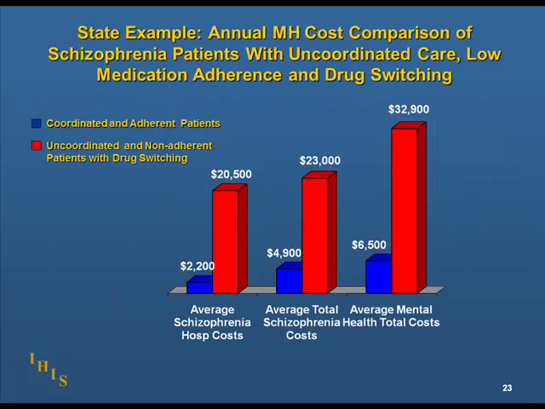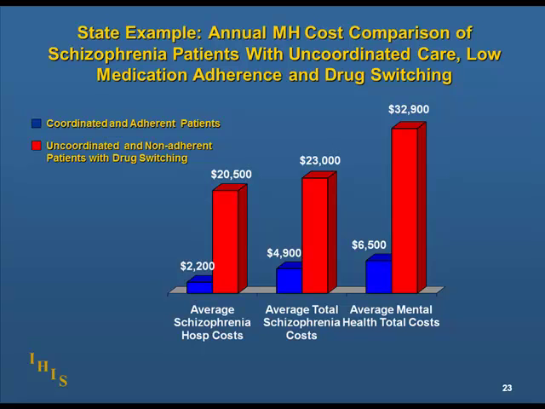So this is an example to show you when we have coordinated care patients in blue, who are the ones that are more than 80% adherent on their medications, versus the uncoordinated care patients here in red. They not only are uncoordinated in meeting all of the criteria for uncoordinated care, they also are non-adherent and they're switching meds all the time. And I want you to look at the differences here. Their average schizophrenia hospital cost difference is $20,000 a year just for schizophrenia inpatient cost. $20,000 a year versus $2,200 a year.